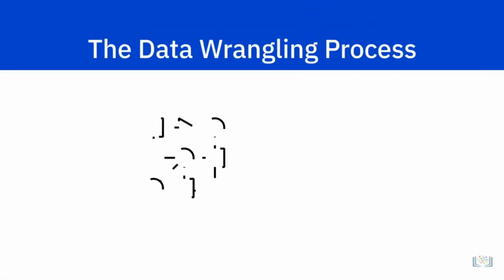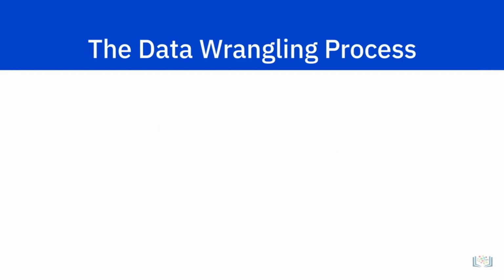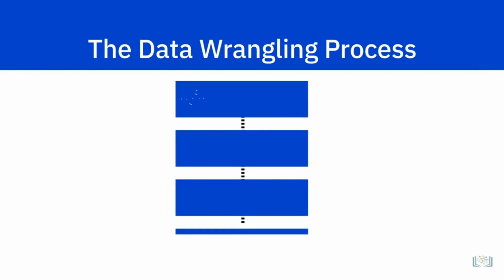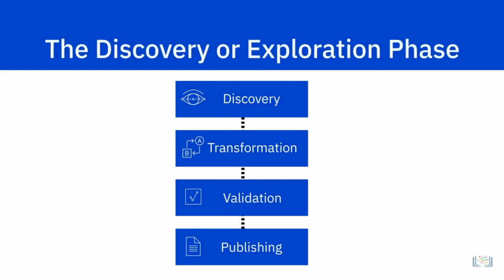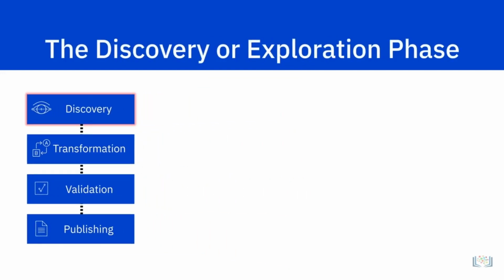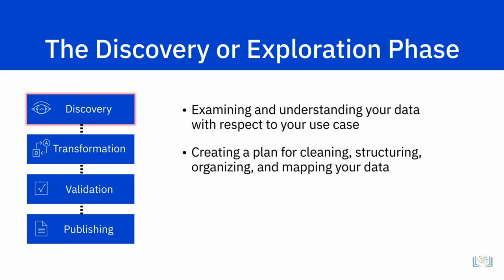Data wrangling captures a range of tasks involved in preparing data for analysis. Typically, it is a four-step process that involves discovery, transformation, validation, and publishing. The discovery phase, also known as the exploration phase, is about understanding your data better with respect to your use case. The objective is to figure out specifically how best you can clean, structure, organize, and map the data you have for your use case.